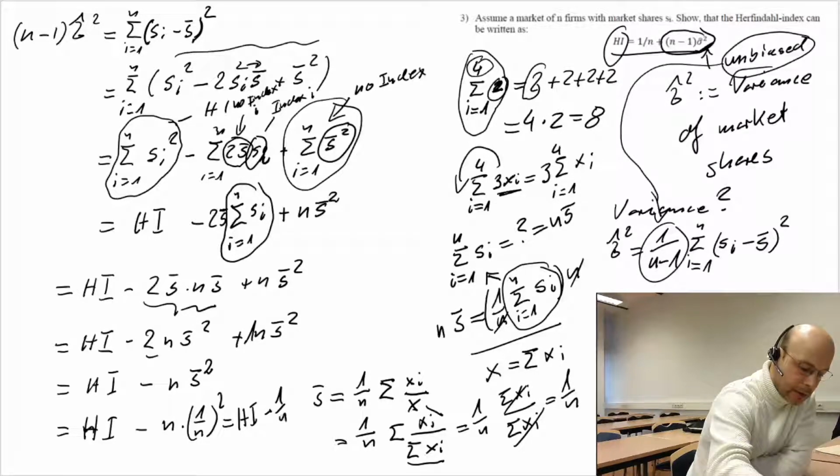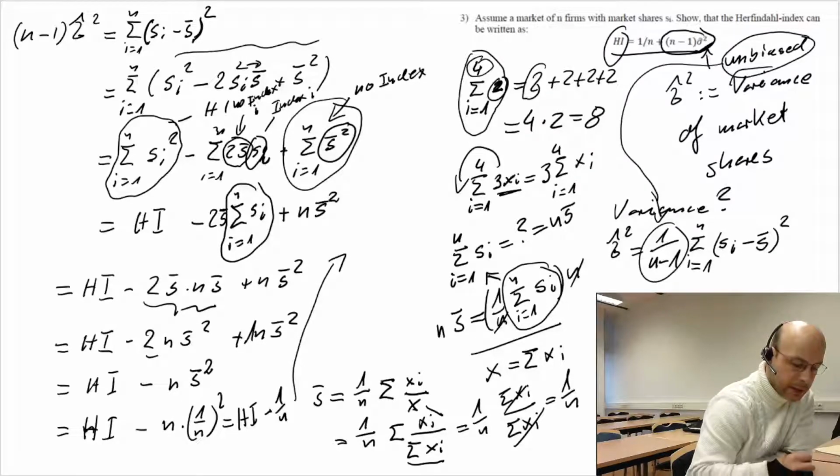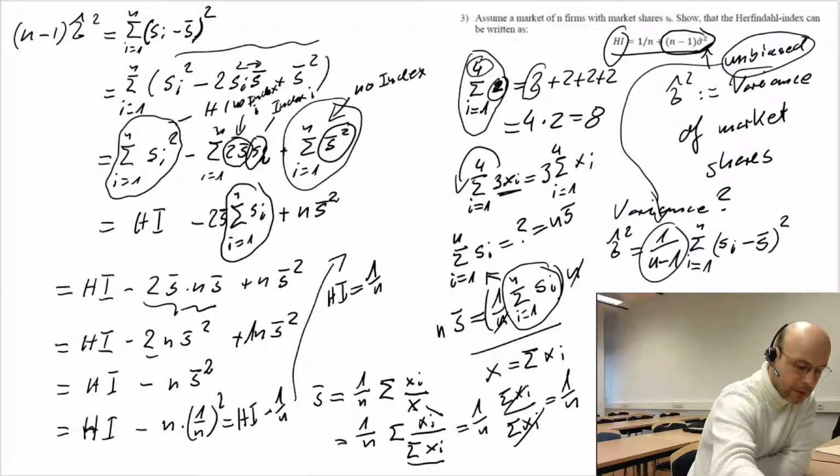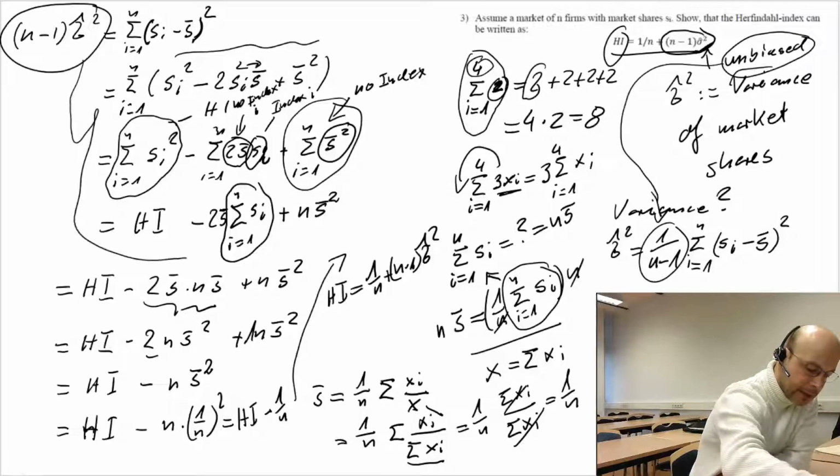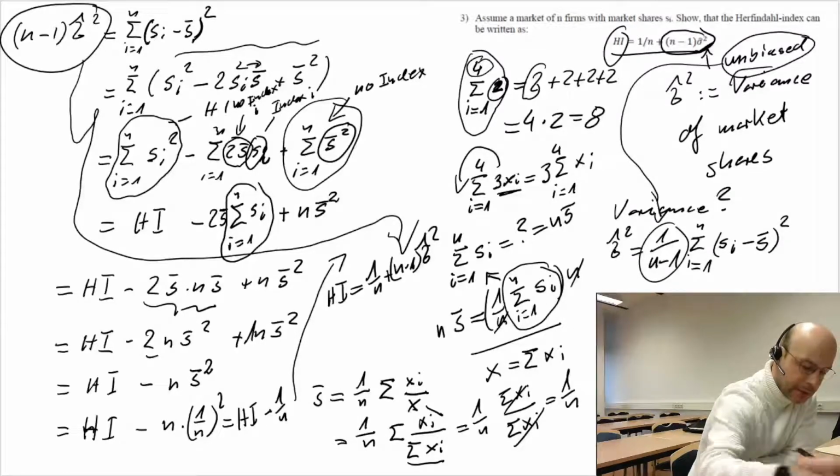minus 1 over n. And then we are done, since we have Herfindahl index equals 1 over n plus n minus 1 times sigma hat squared. If you take this, our starting part, and taking this one here.